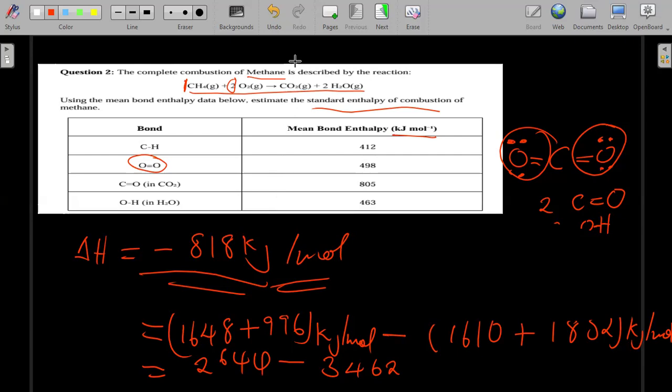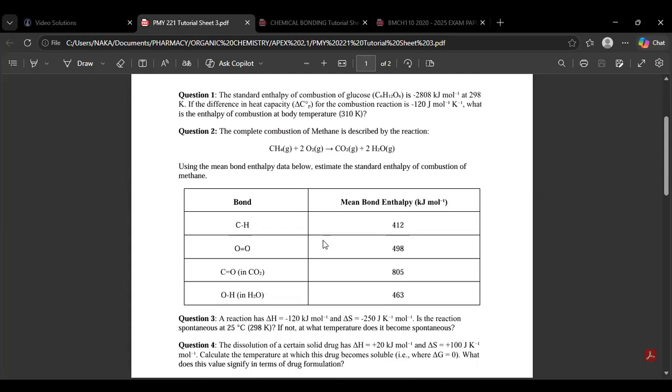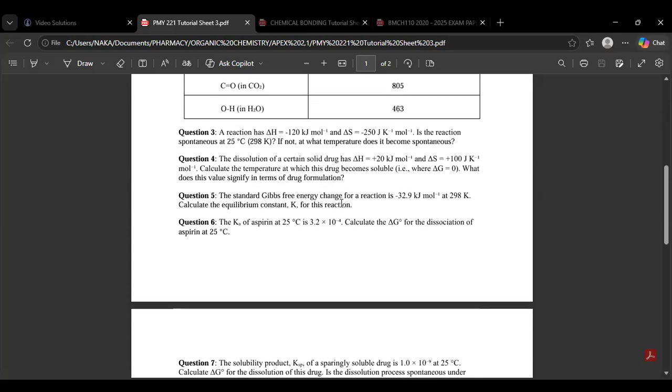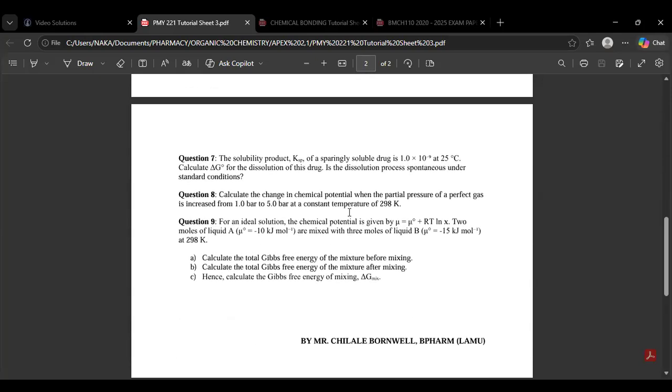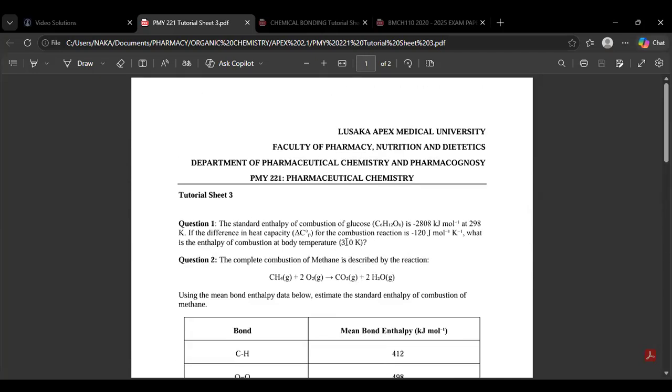Now there are other questions that were given in this tutorial sheet. So let me just show you the tutorial sheet that I was solving. So this is the whole tutorial sheet. That question was actually question number 2, and we have questions up to 9. These questions were solved and uploaded on the website, so if you want to access these solutions, you can access them on the website.